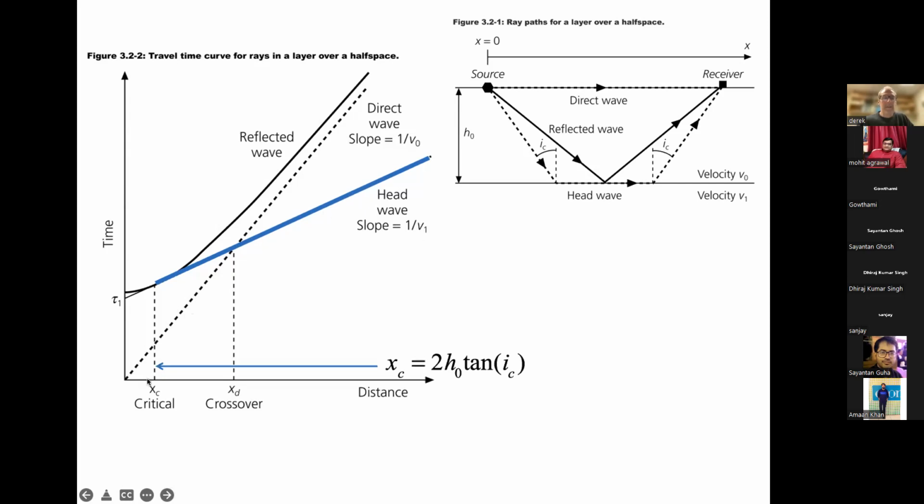The critical distance is the distance at which the head wave first appears. That's 2h naught times the tangent of the critical angle. So that's basically, I go from the source, hit at the critical angle, and then go back up at the critical angle.